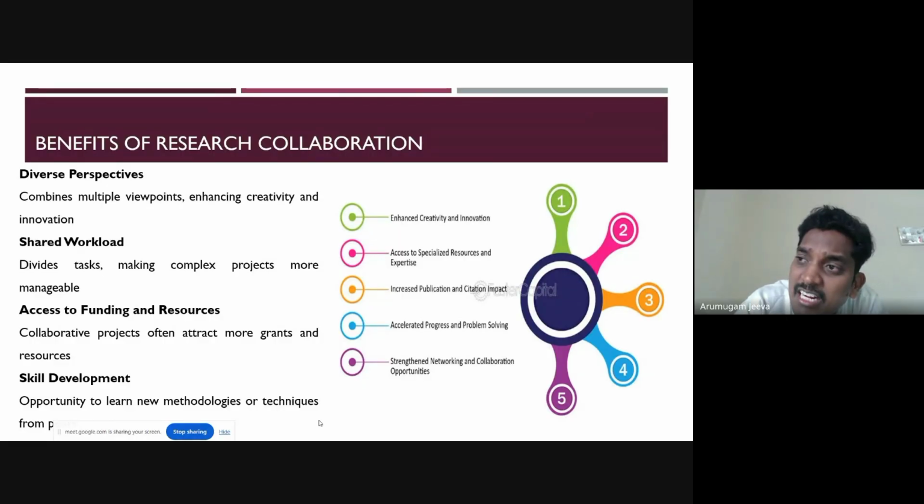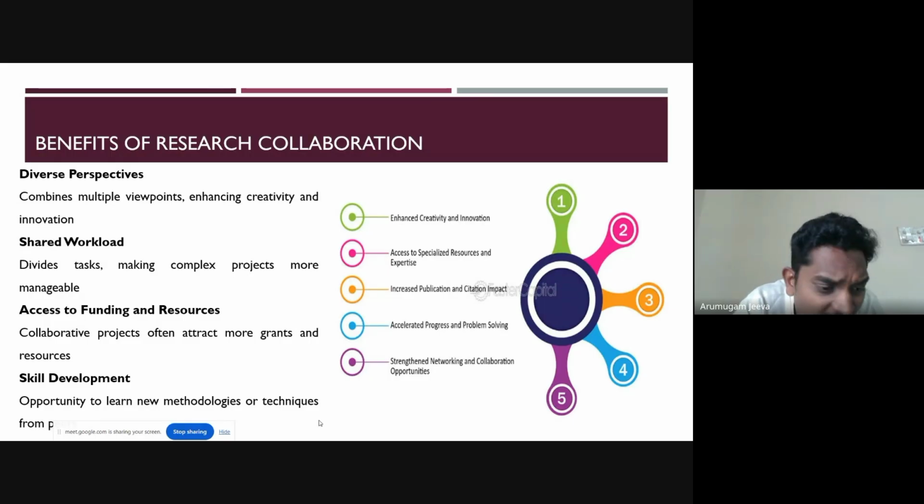Whenever, as academicians, we apply for any research proposals and grants, the people who are in the position to approve your projects look at what kind of collaborative projects you have done, what is collaborative in nature, and how much outcome you have created out of it as a collaborator. That is actually looked into. So in that context, collaborative projects often attract more grants and resources, instead of applying as an individual.